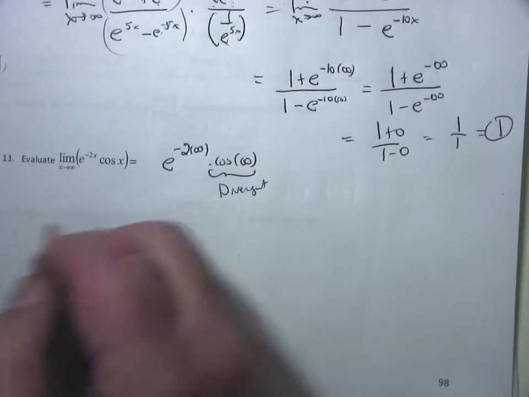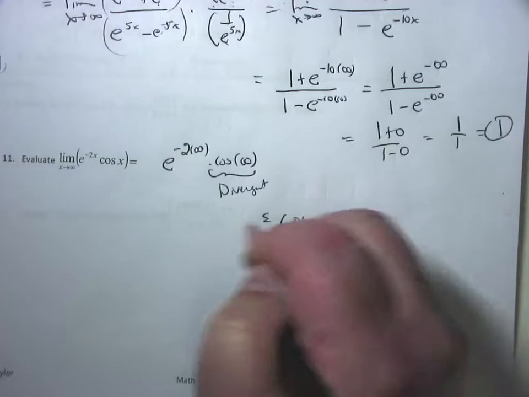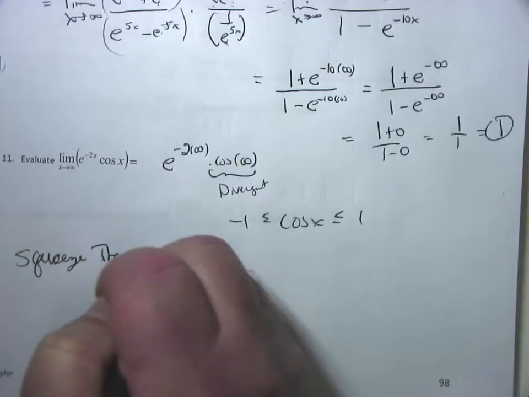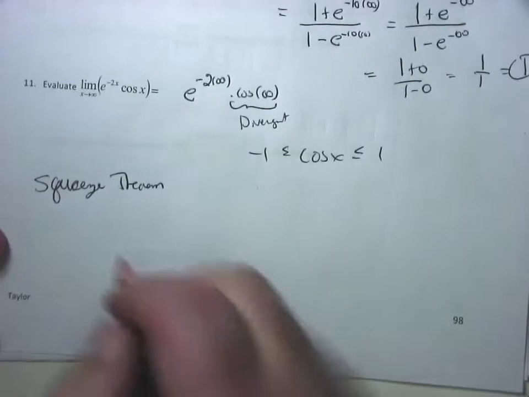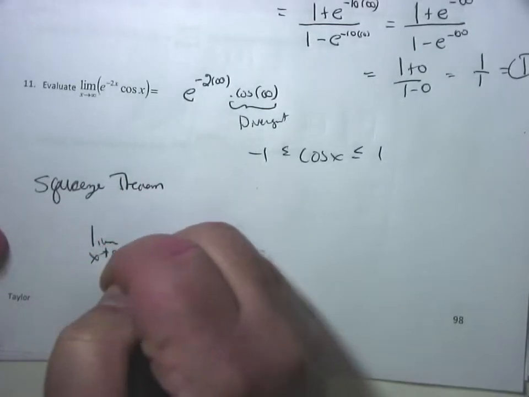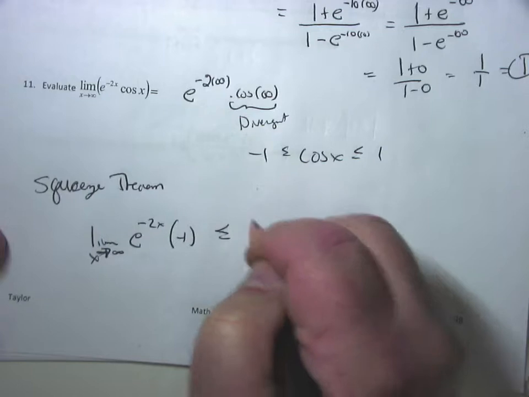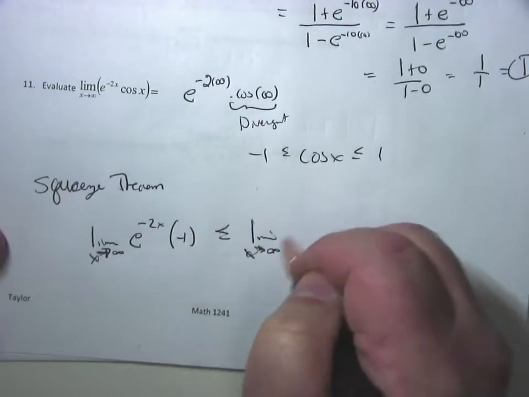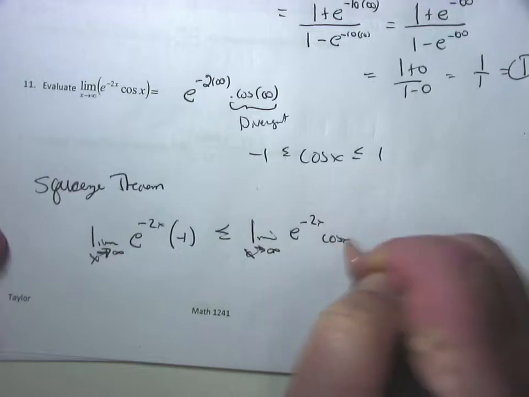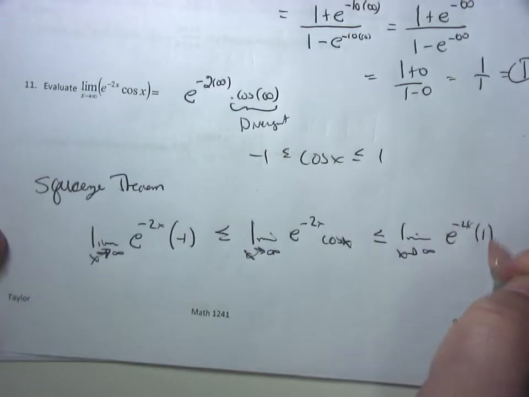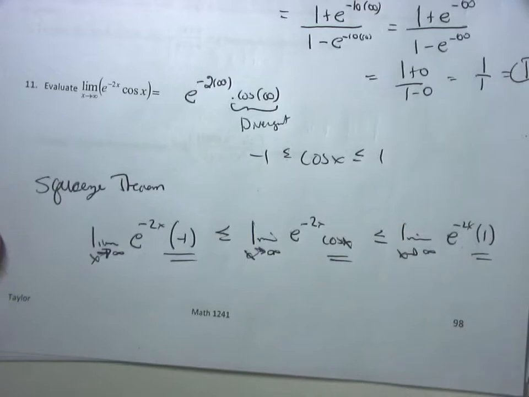So what I'm going to do here, because we know that the cosine of x always bounces between negative 1 and positive 1, we're going to use that thing we did before, which was called the squeeze theorem. So, the limit as x approaches infinity of e to the negative 2x times negative 1 is less or equal to the limit as x approaches infinity of e to the negative 2x times the cosine of x, which is less or equal to the limit as x approaches infinity of e to the negative 2x times positive 1. All I'm doing is replacing cosine on the left with negative 1 and cosine on the right with positive 1, because the cosine of x is bounded between negative 1 and 1.